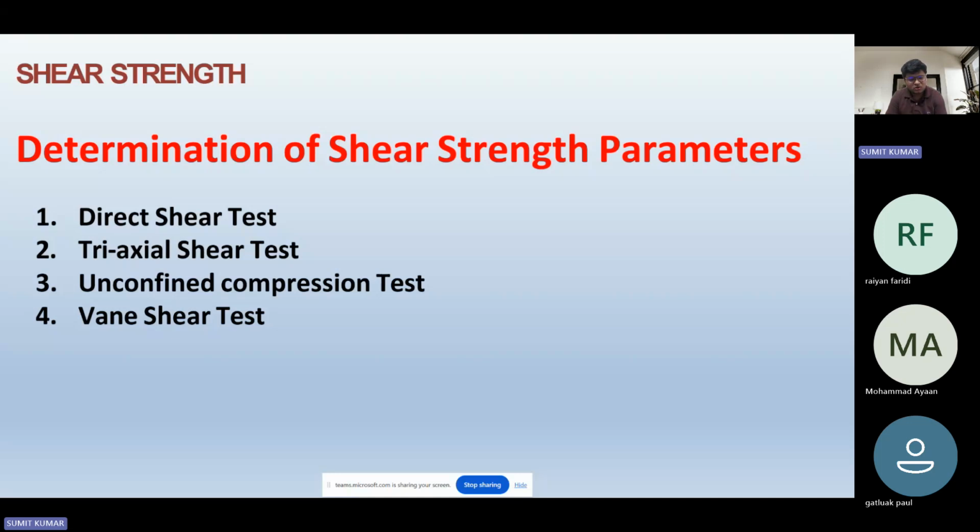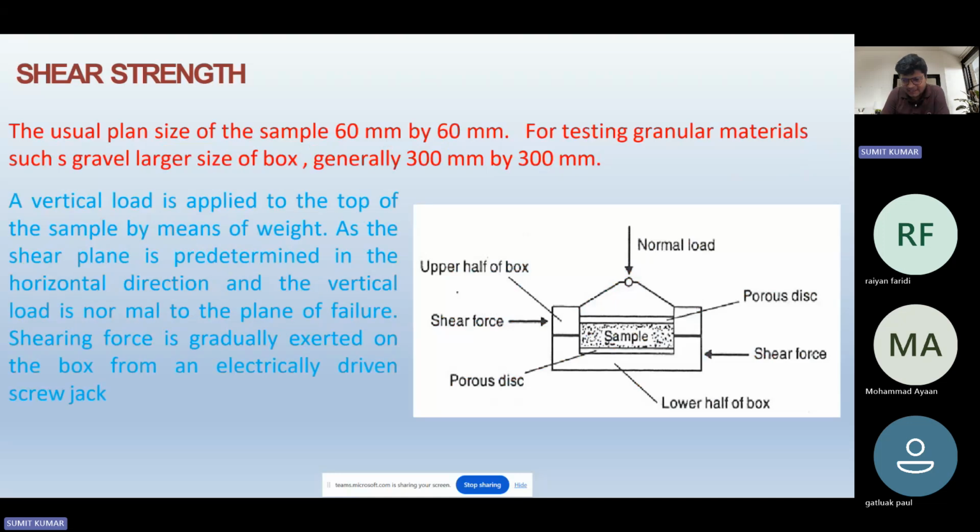Why we call it the box test is because the soil sample we take is in the form of a box, and how the shear failure takes place we are going to discuss in the coming slides. First of all, you see the figure presented in the right side section, where the normal load is applied from the vertical direction. The sample is kept in the rectangular box.